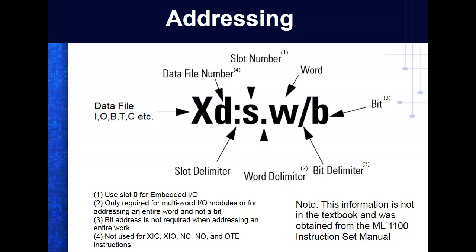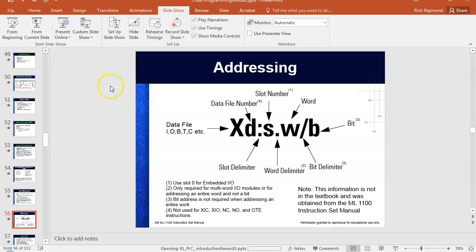So this is the actual syntax. I need to correct this. I can't do it right now. Bit address is not required when addressing the entire word. Yeah, I see that. Thank you. Data file numbers are not used for your examine if closed, examine if open, normally closed, normally open, or output enable instructions, or even latch instructions.